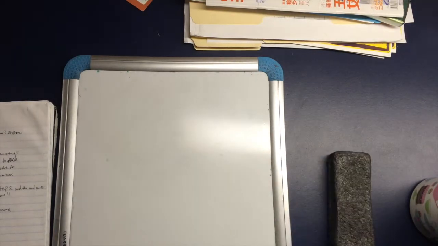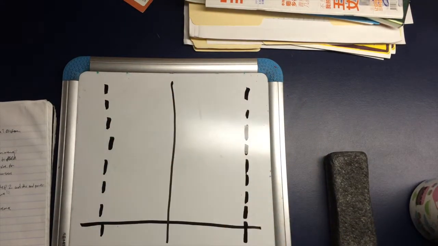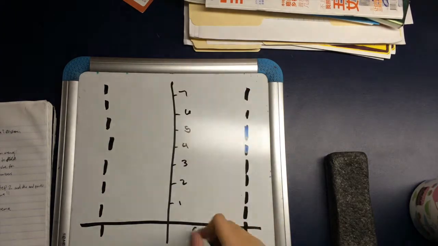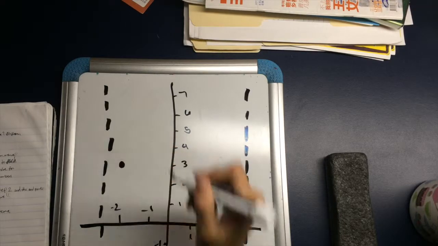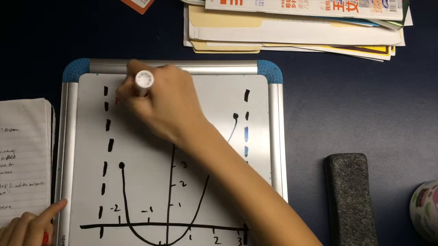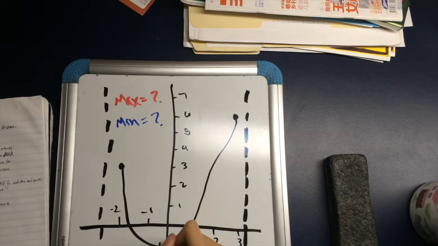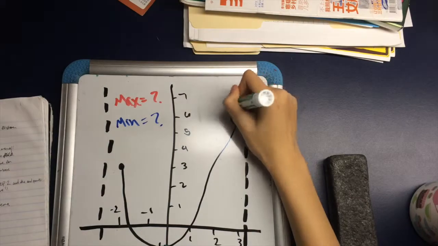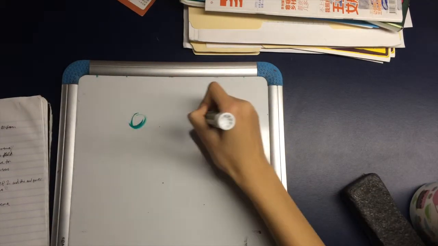Let's take a look at this problem. On this graph, there's a closed interval, as you can see. And I'm just going to randomly draw this. So what's the max and what's the min? Well, as you can see, there's an obvious high and a low. So the high point would be the max and the low point would be the min. It's as simple as that.